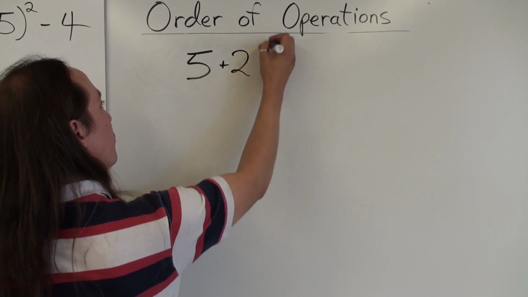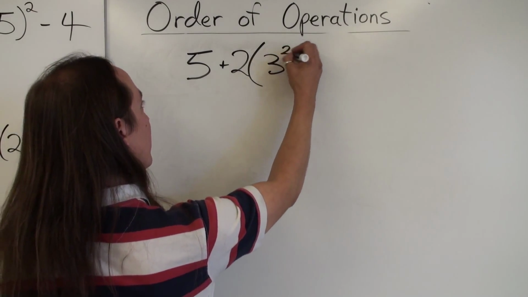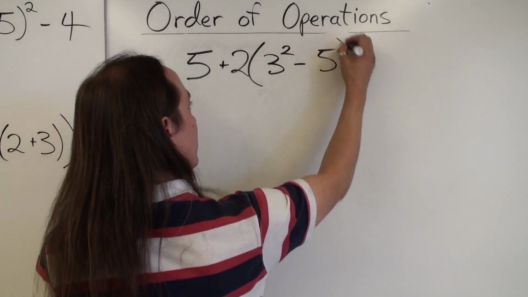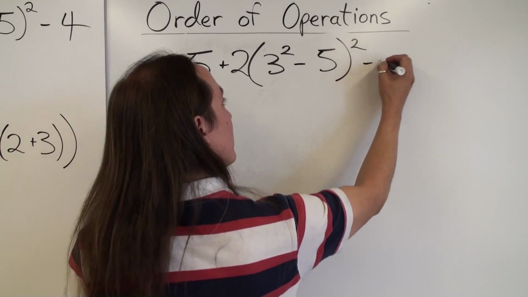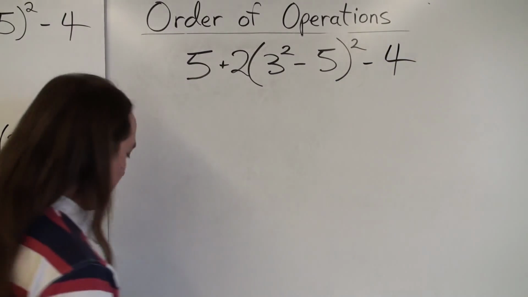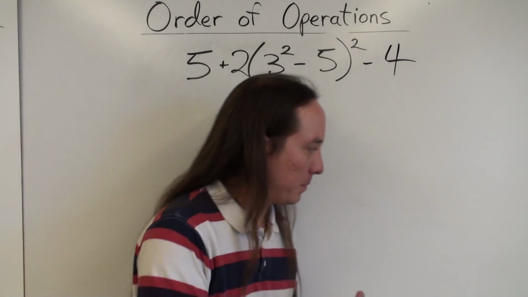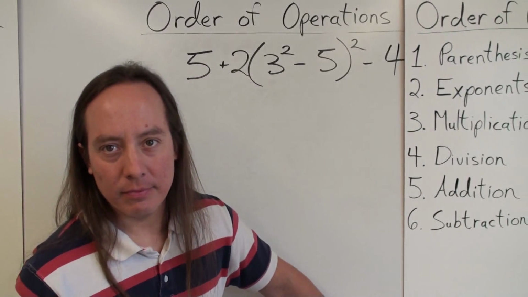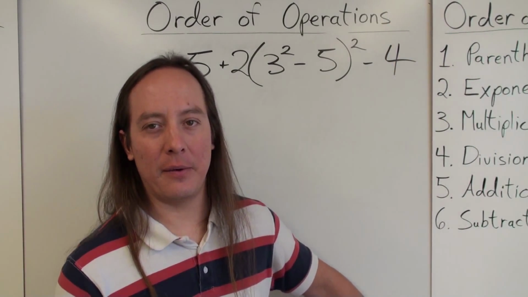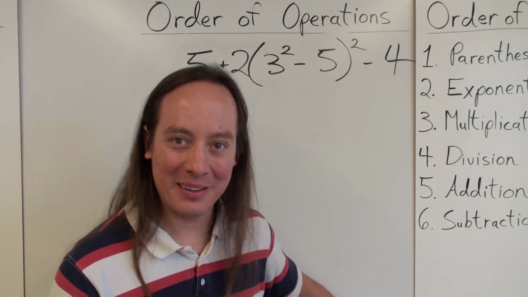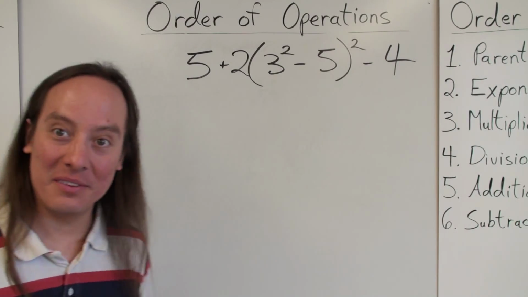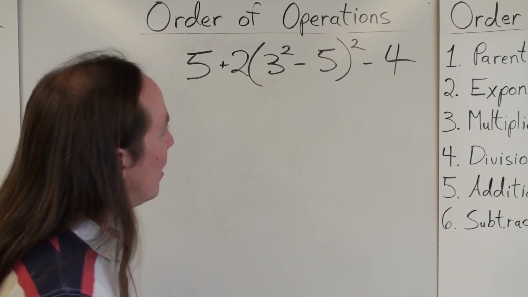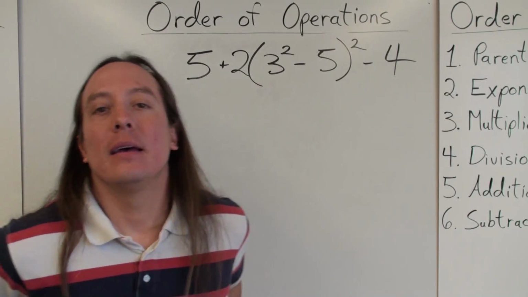5 + 2, quantity, 3 squared, minus 5 squared, minus 4. Okay. Well, you guys already know what they are, right? You guys already wrote them down because you guys are great students, right? You wrote down your notes and put down the order of operations. Okay, so what's the first step?